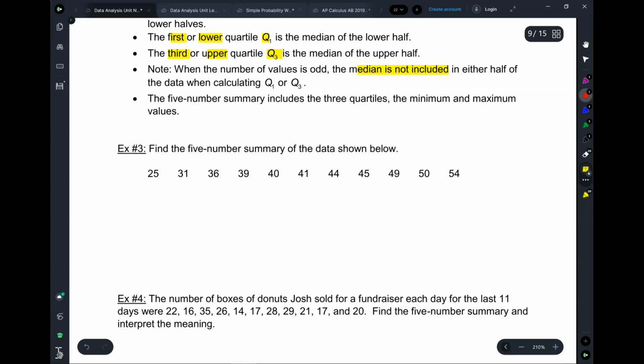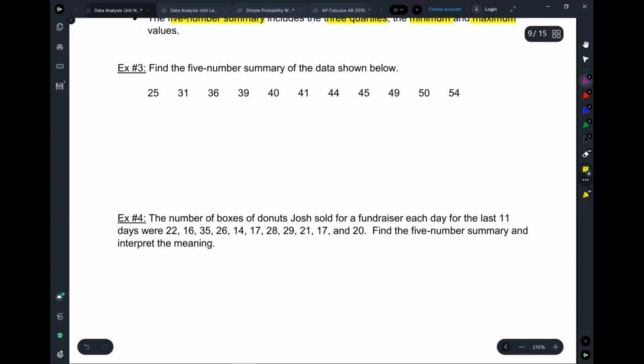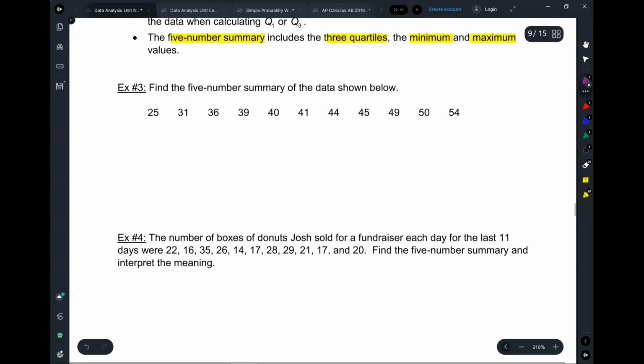And then what's important is what we call a 5-number summary. This includes the 3 quartiles, the minimum, and the maximum. So the 5-number summary is literally 5 numbers. All right, so let's go to the 5-number summary here. Basically what we need is the minimum, the maximum, Q1, Q2, Q3. The first thing you want to do is make sure your data is sorted. Sometimes it will be, sometimes it won't be.